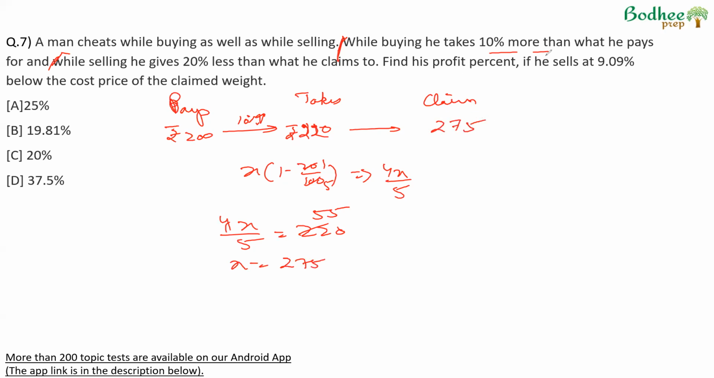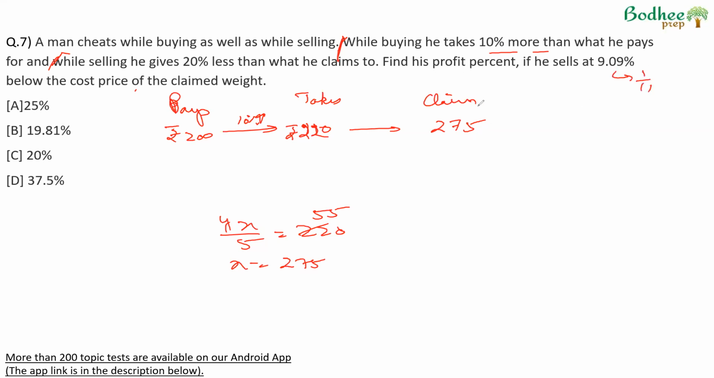But it is not over yet. He says 20% less than what he claims to. Find his profit percent if he sells at 9.09% below the cost price of the claimed weight. The claimed weight is 275, but he is not selling at 275. He is selling at lesser. How much lesser? 9.09% less. 9.09% is 1 by 11.